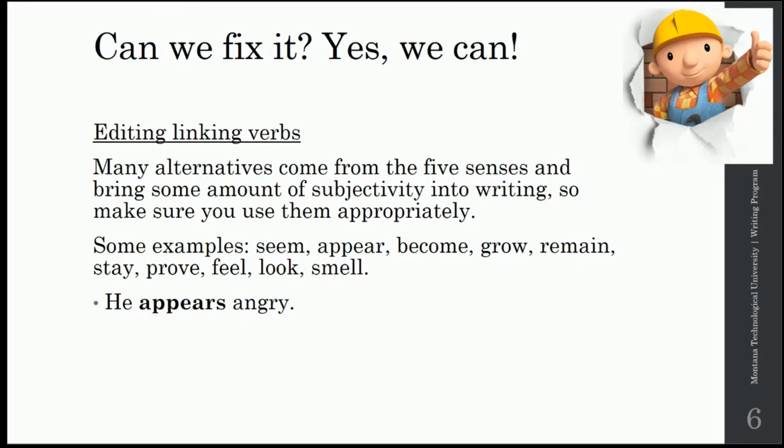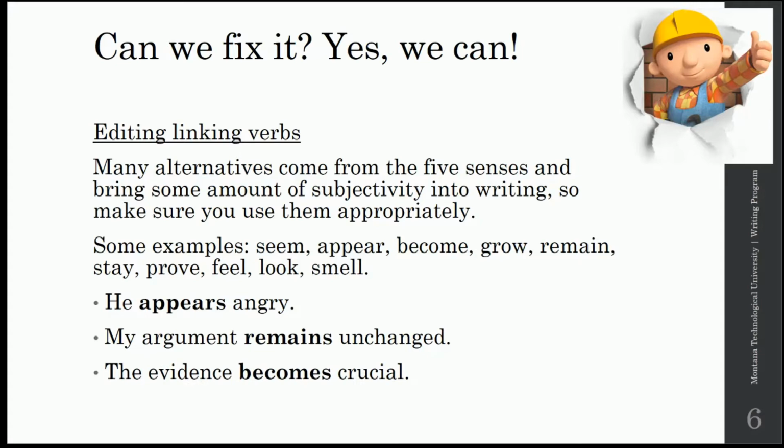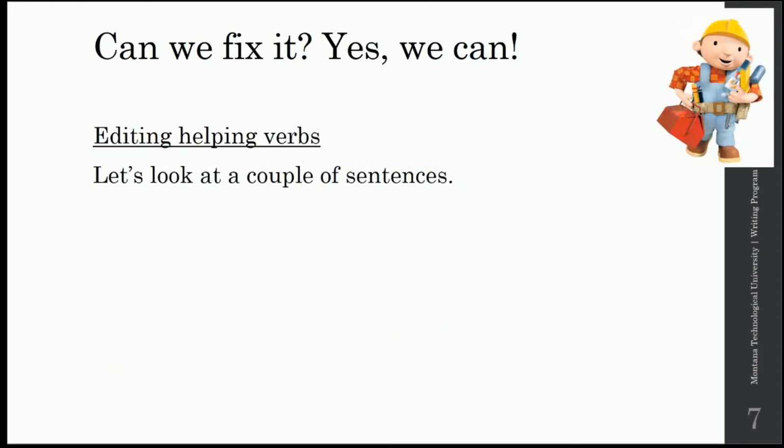He appears angry. Instead of saying he was angry, you could say he appears angry. If you had written a sentence that says my argument is unchanged, you could flip that out to my argument remains unchanged and make it stronger. The evidence becomes crucial. Okay, make sense? Let's jump forward and look at when we have helping verbs.